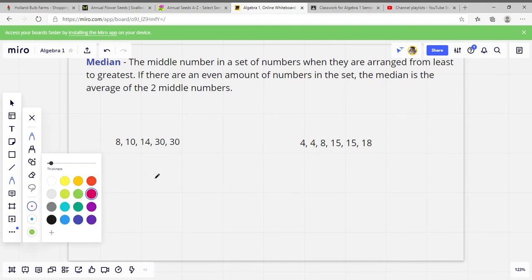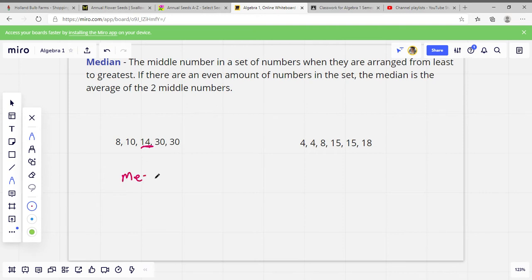So what we're going to do on this one, this first one, we've got the middle number right here. It's got 2 to the right and 2 to the left. These are already set up in numerical order from least to greatest. So on this one, the median is 14. For this one, we've got 1, 2, 3, 1, 2, 3.